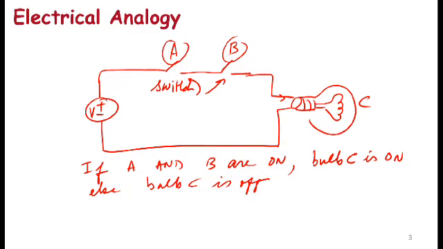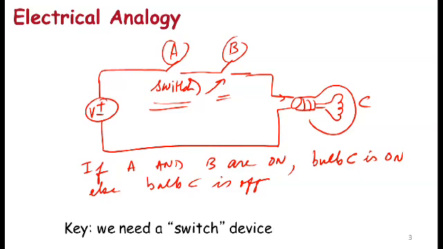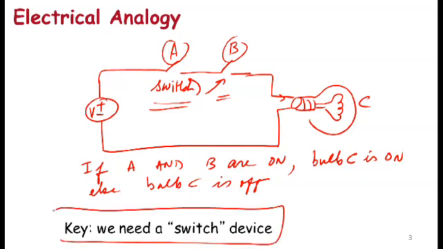But notice that the key here with this logic was the concept of a switch. So I'm going to start by inventing a switch device. Let's create a switch device, and then using this insight, we are going to build an AND gate, and then we'll build other forms of gates as well.